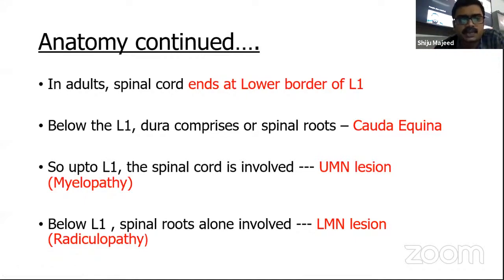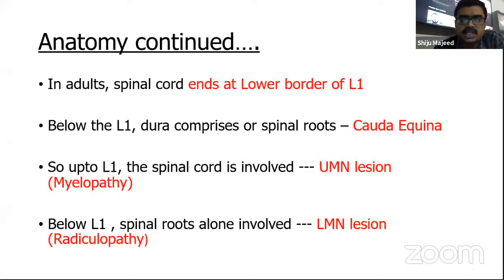Taking the implication further, we understand that from C1 to L1 the spinal cord is involved. When the spinal cord is involved, it is part of the upper motor neuron part, so the term that is used is myelopathy. While below L1, there is no cord to be involved, and this area is composed of only the spinal roots, and hence it is known as an LMN lesion or radiculopathy.